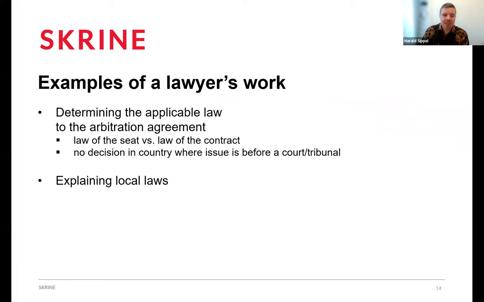When it comes to explaining local laws, keep in mind that you may, for instance, at some point have a client from a foreign country, and that client says, look, I want to have a subsidiary in Indonesia, and then I want to run a factory there. But can you tell me what are my obligations when it comes to the employment rights? This is something that I did recently because there was an update in Malaysia.